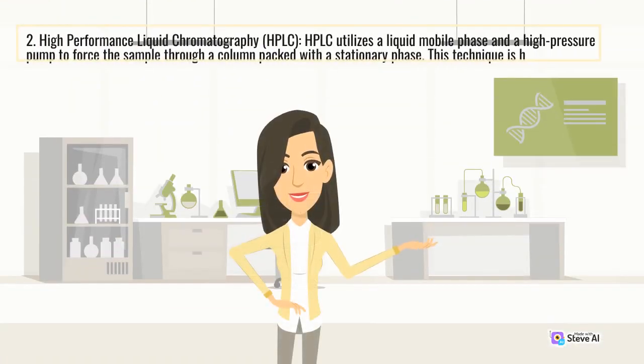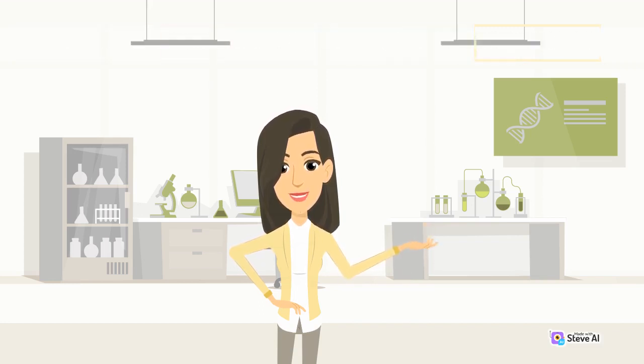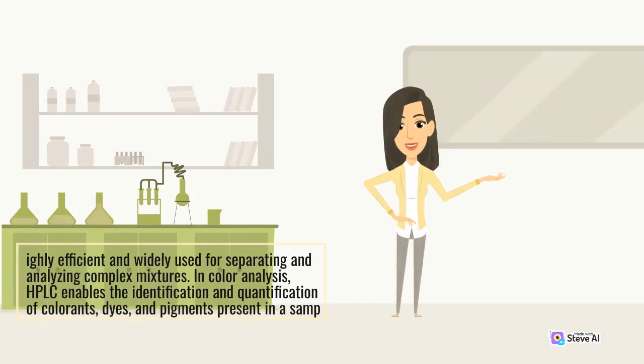2. High-performance liquid chromatography, HPLC. HPLC utilizes a liquid mobile phase and a high-pressure pump to force the sample through a column packed with a stationary phase. This technique is highly efficient and widely used for separating and analyzing complex mixtures. In color analysis, HPLC enables the identification and quantification of colorants, dyes, and pigments present in a sample.